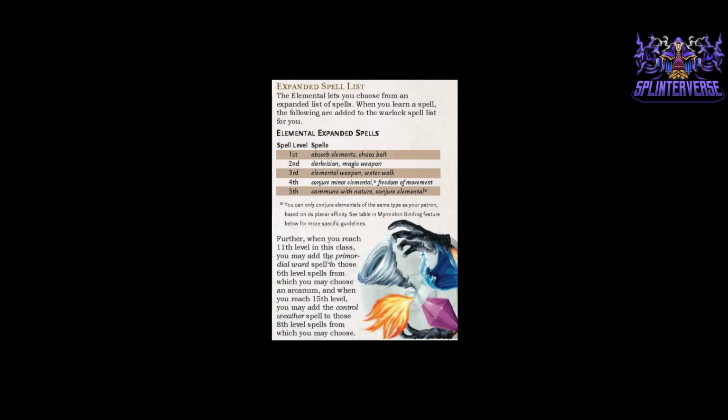Further, when you reach 11th level in this class, you may add the Primordial Ward spell to those 6th level spells from which you may choose an Arcanum. And when you reach 15th level, you may add the Control Weather spell to those 8th level spells from which you may choose. So, very cool. Mixing it up, giving you some elemental spells, which is very thematic with this subclass.